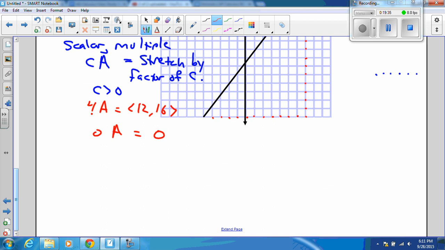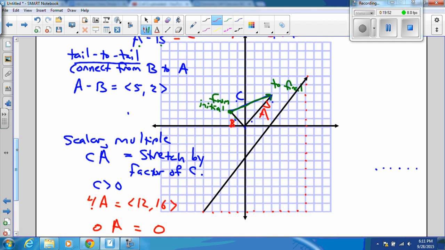Okay, so that's stretching by a factor of c. Well, what if c is equal to 0? If c is equal to 0, then 0 times A for any vector is simply going to give us a 0 vector, a point, because I'm taking that vector and I'm zeroing out its magnitude. I'm giving it 0 length.